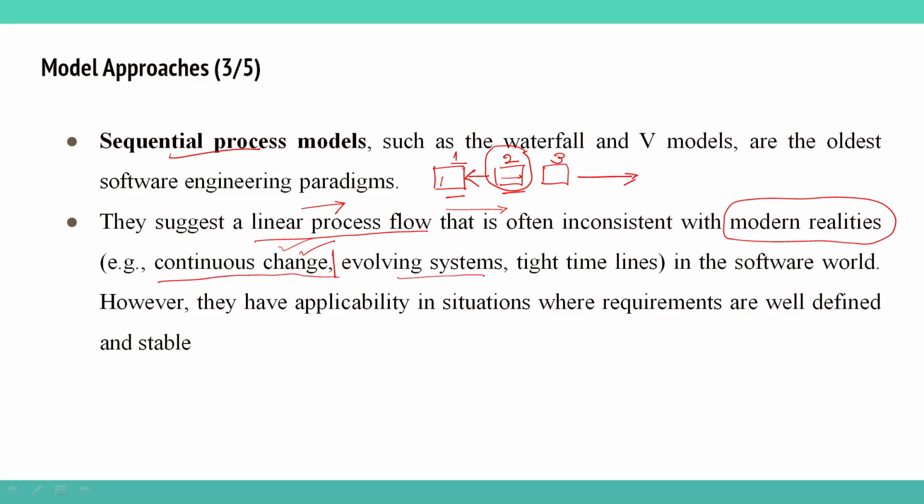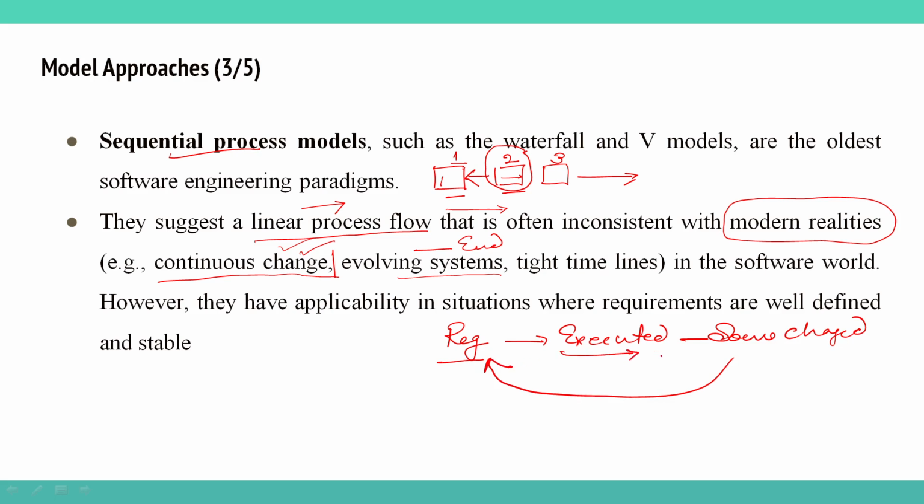Then evolving systems. An evolving system means you start with something and end up with something. That is called evolutionary systems. So that means you have started with some requirements, completed them and executed them, then you find some changes are observed. What will you do? You will modify this, then execute it, then see change, and it will repeat like this. This is called evolving systems. Then tight timelines. If your time is very specific, that is, limited, then you cannot go for this particular process model, because here we require a model called rapid development models.